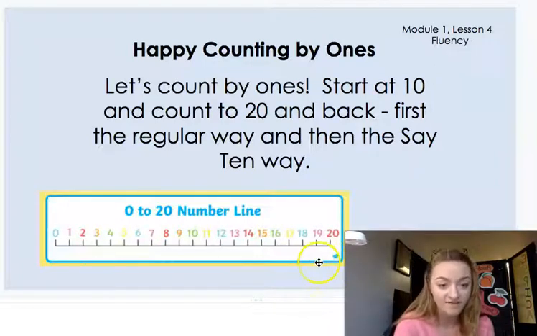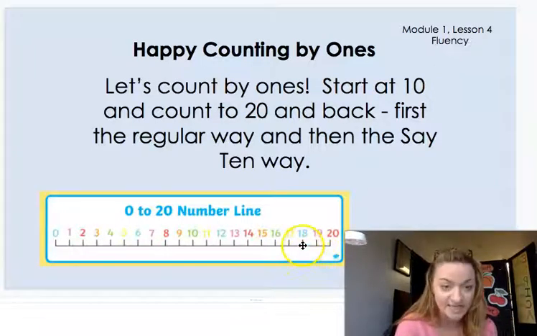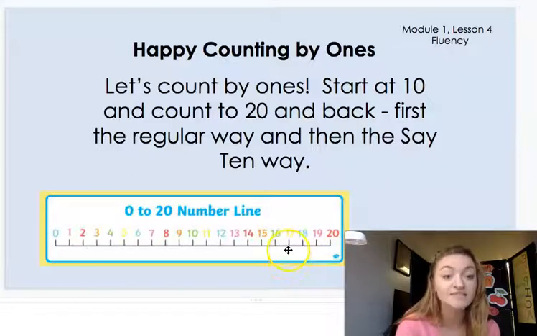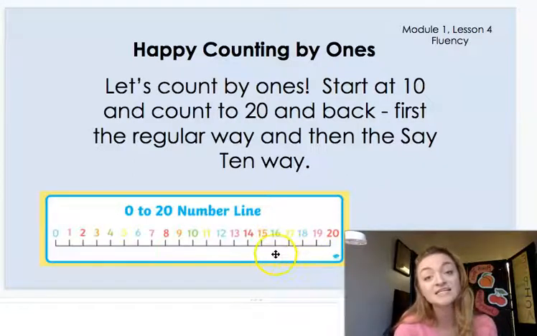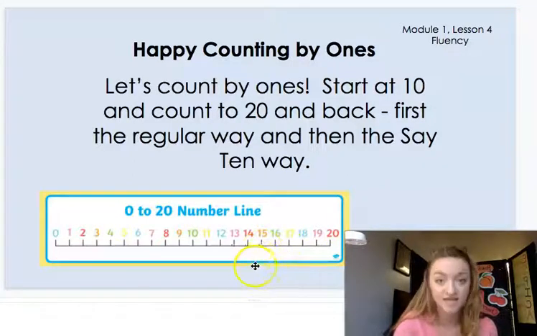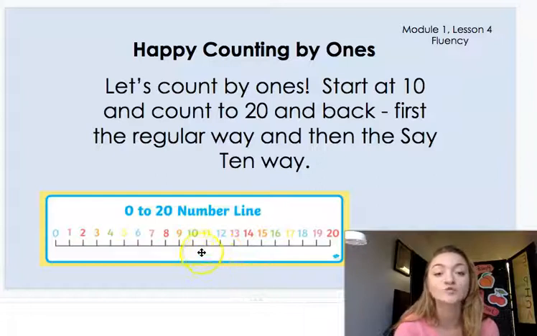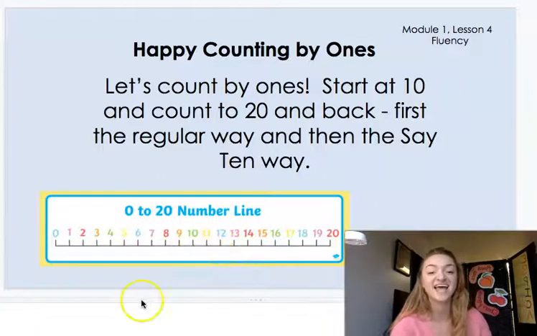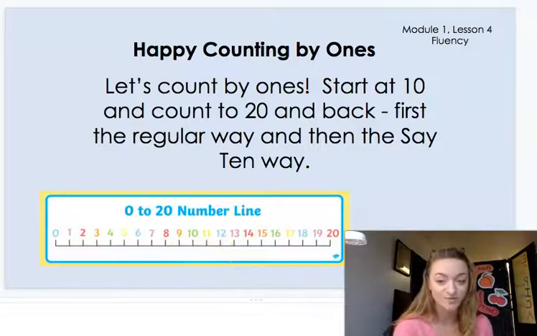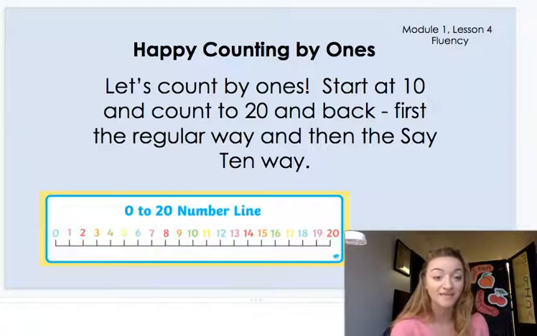All right, I have 10 and 9, 10 and 8, 10 and 7, 10 and 6, 10 and 5, 10 and 4, 10 and 3, 10 and 2, 10 and 1, and we got to 10. Awesome. Nice counting with me, friends. Let's move on to our application problem.